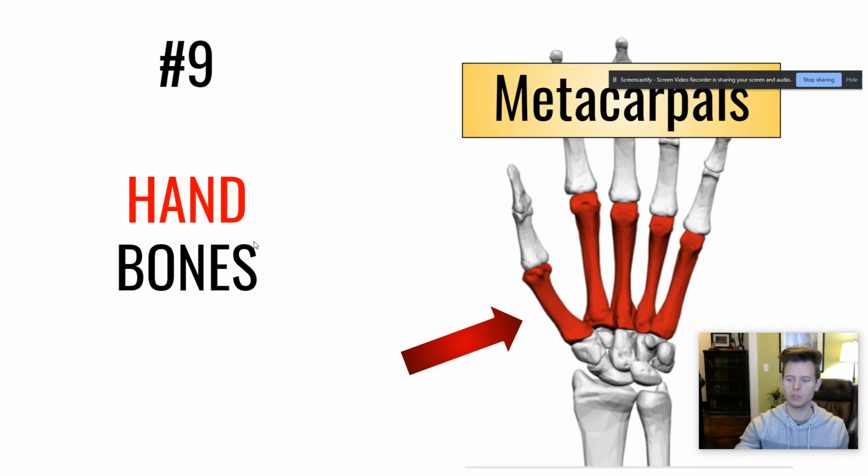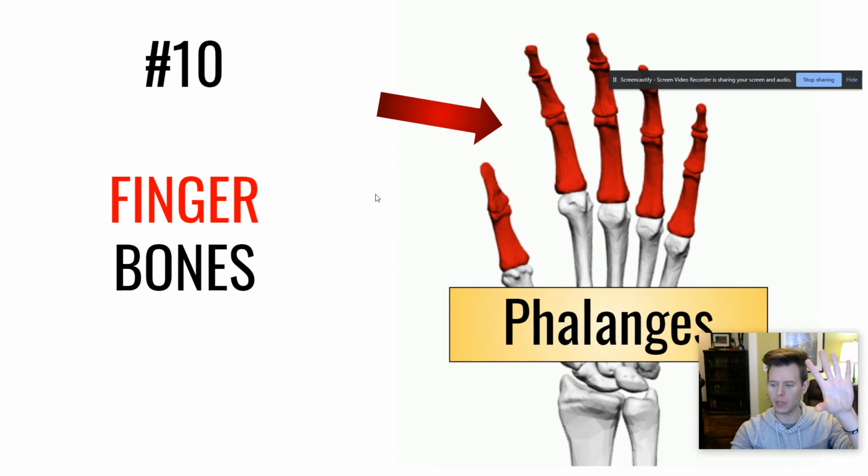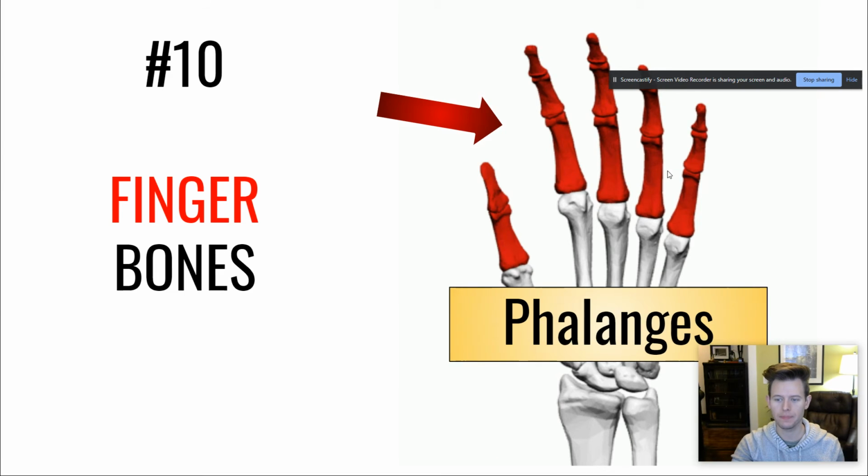The hand bones. Now, these are actually under skin in our hands. These are called metacarpals. We have 5 of them. Then we have finger bones. Like I said, there's 12 of them. Those are called phalanges, the same thing we call our toe bones.